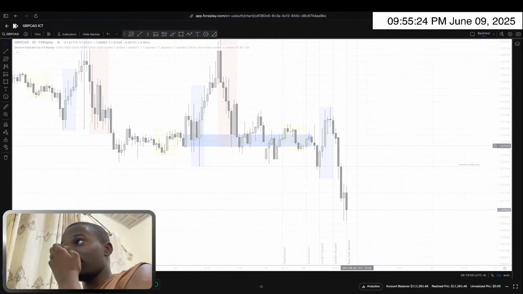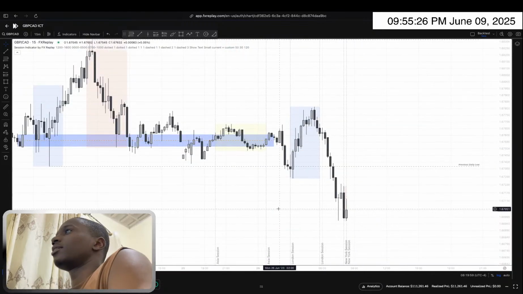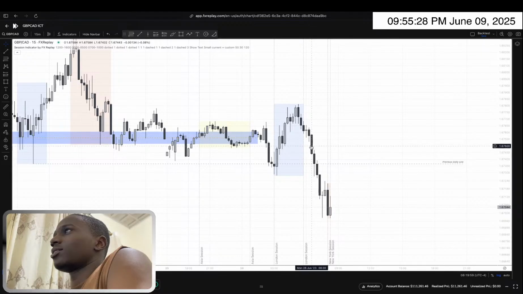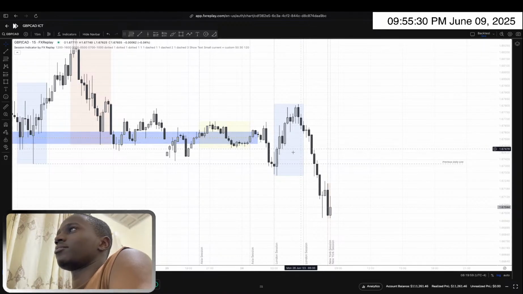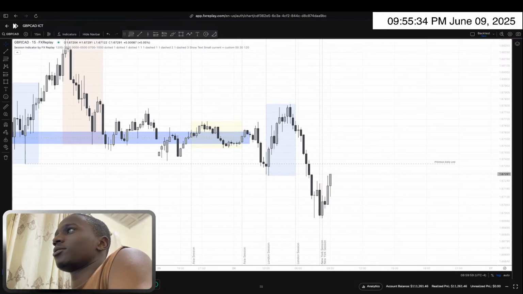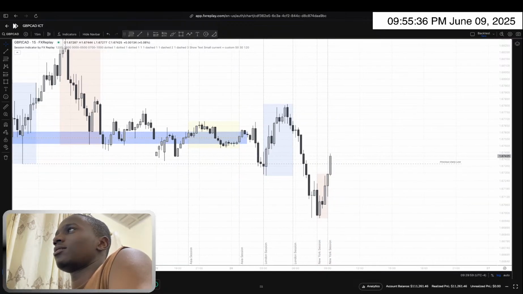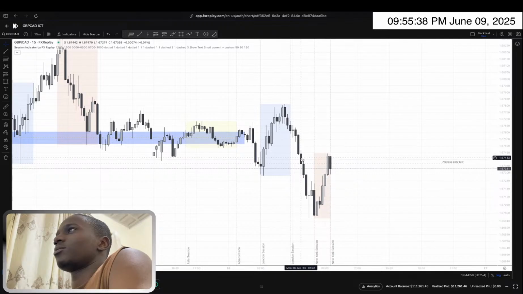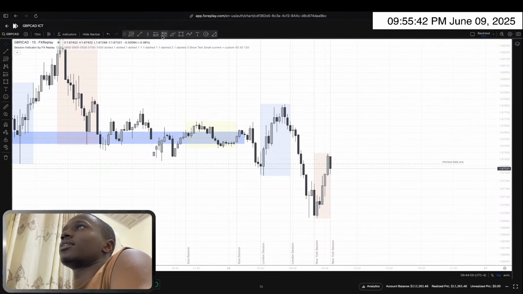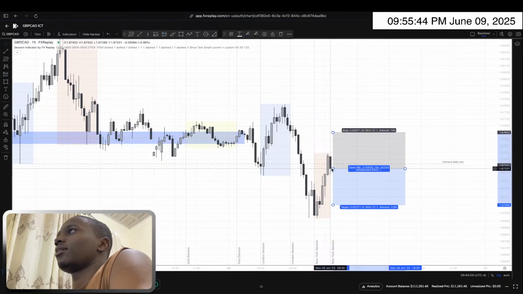What does the 15-minute look like? Yeah, you can expect an entry in these kinds of levels somewhere here. So let's wait and see. Push to the upside. Okay, this is what we would like to see. This one would also give us an entry, a sell here.